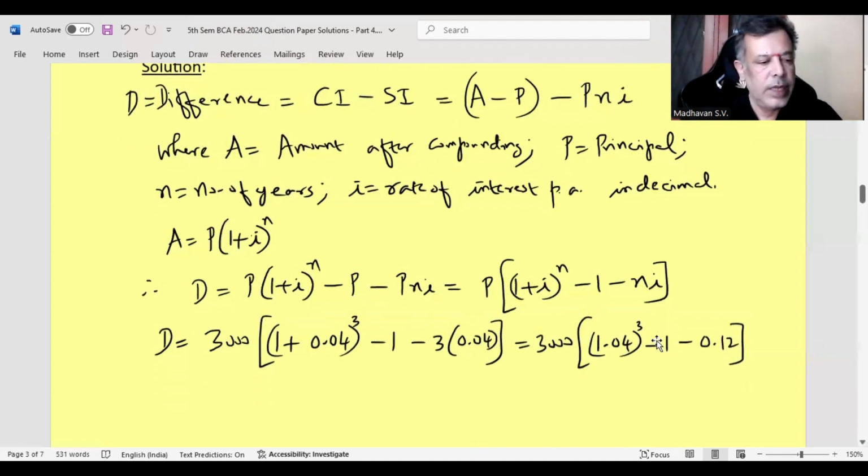If we calculate this, we will get rupees 14.59, that is 14 rupees 59 paise.